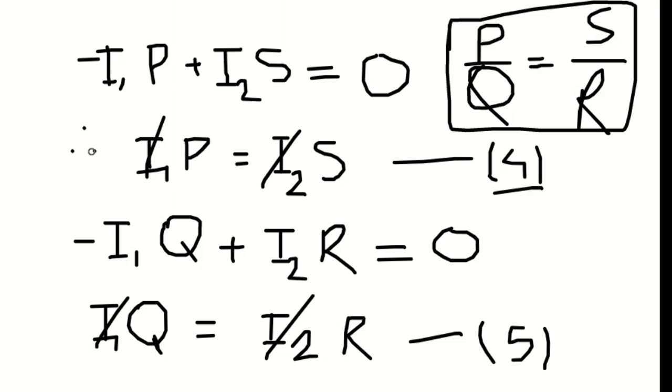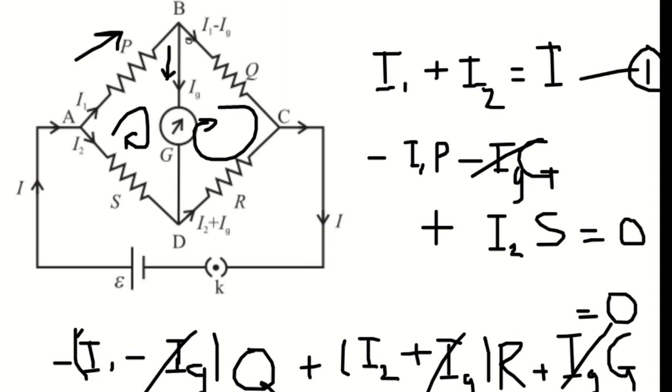Now let's look again at the diagram. From the equations we got P, this is the resistance P, divided by this Q is equal to S divided by R. Now we can put the unknown resistance in place of S, and we can arrange here the variable resistor, so that we can keep the P by Q ratio the same. So we will know what the P by Q ratio is, and then accordingly we can adjust R.